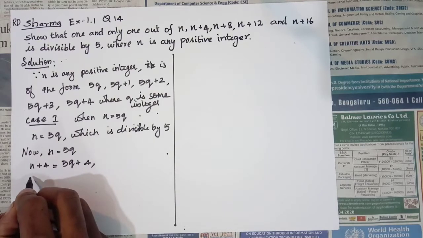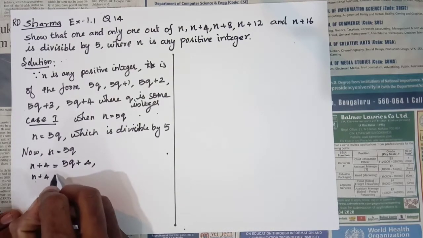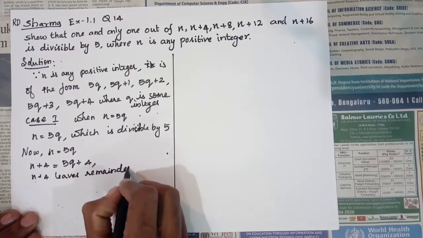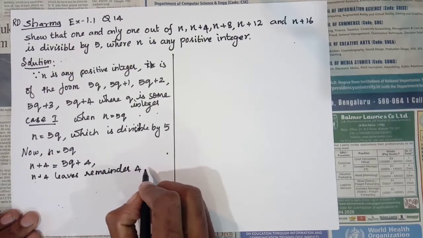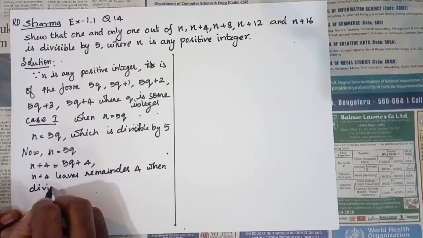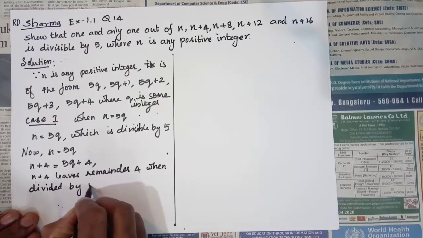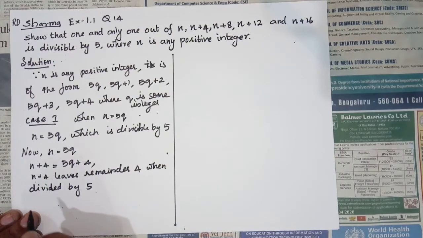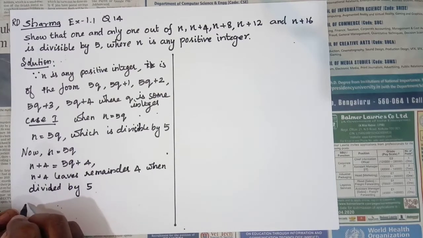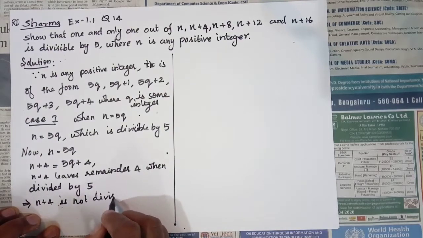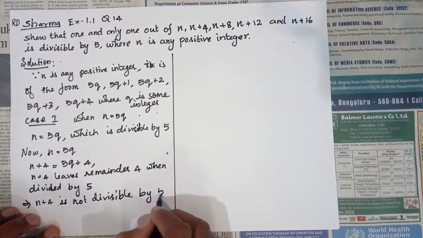So we can say that n plus 4 leaves remainder 4 when divided by 5. So we can conclude that n plus 4 is not divisible by 5.